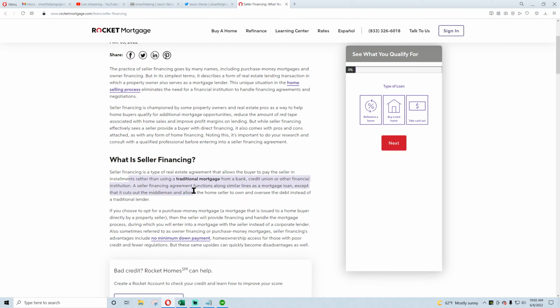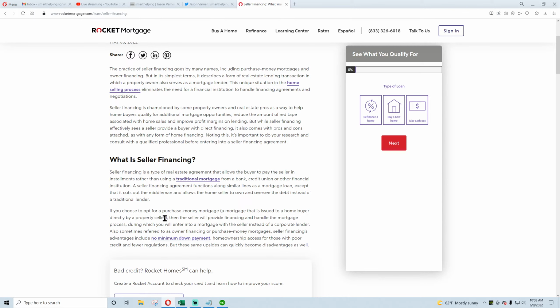So it usually involves real estate. I guess it could be other stuff, but usually it's real estate. A seller financing agreement functions along similar lines as a mortgage loan, except that it cuts out the middleman and allows the home seller to own and oversee the debt instead of a traditional lender. Obviously, also you're going to get interest revenue instead of just, let's say, how do I show this? Well, let's look at a couple other things first.